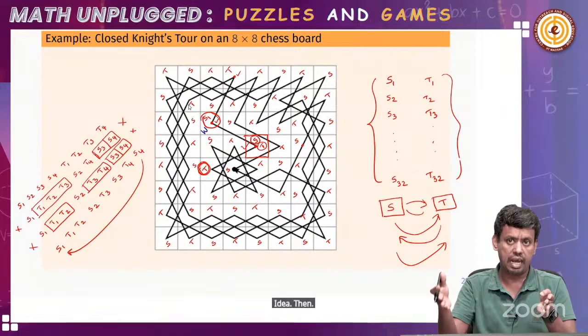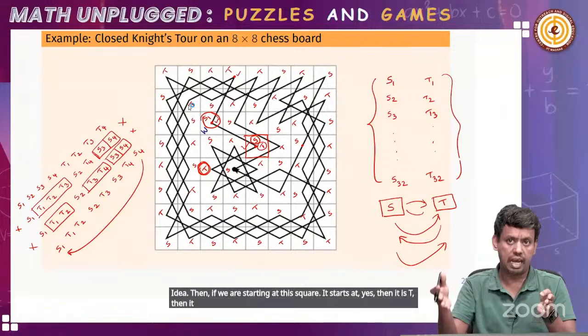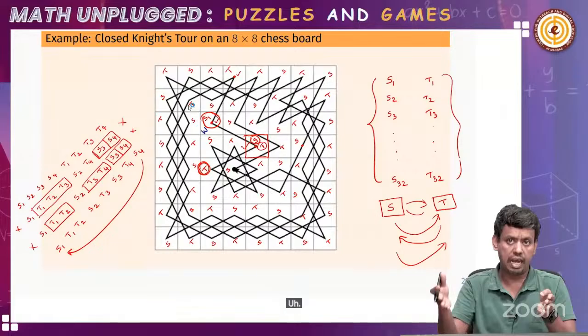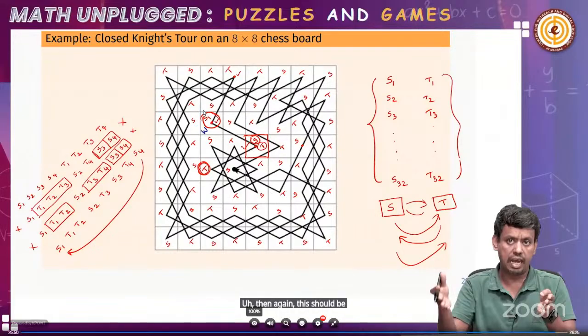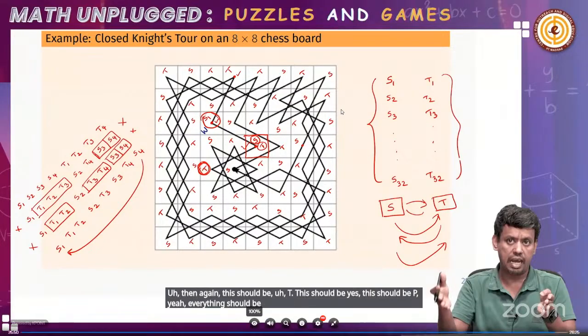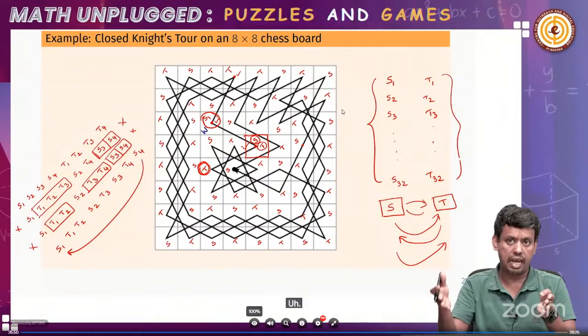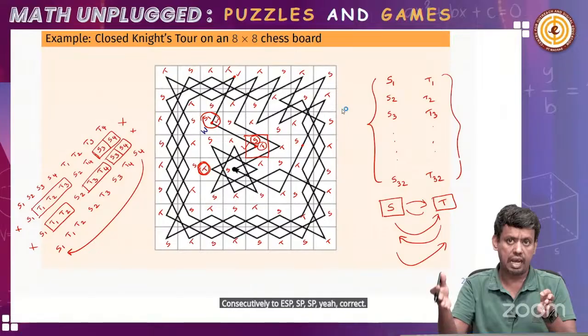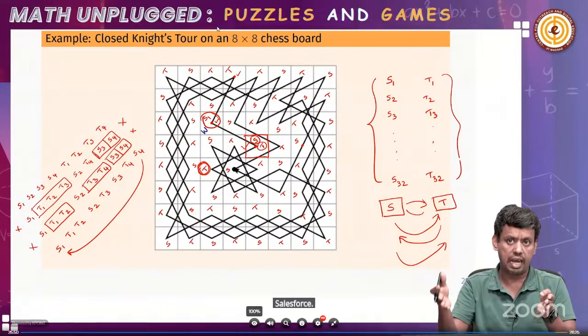Then if we are starting at this square, it starts at S, then it is T, then it should be S. Yeah, maybe it was a mistake from my side only. It should be S. Then again, this should be T. This should be S. This should be T. Yeah, everything should be consecutively changed to ST. Yeah, correct. Okay, so thank you, sir. Sure.